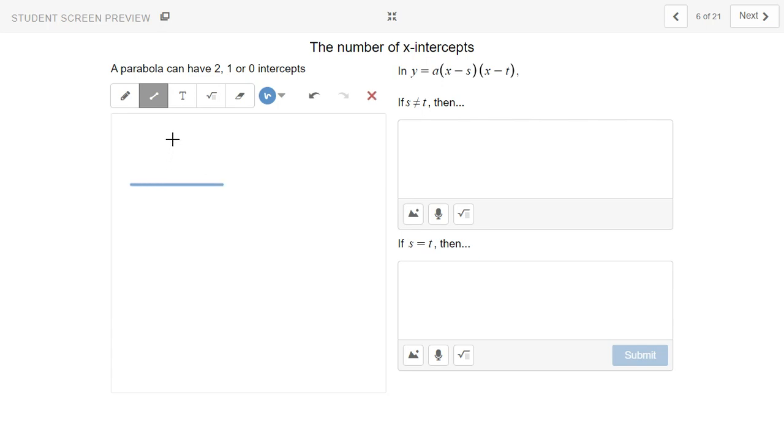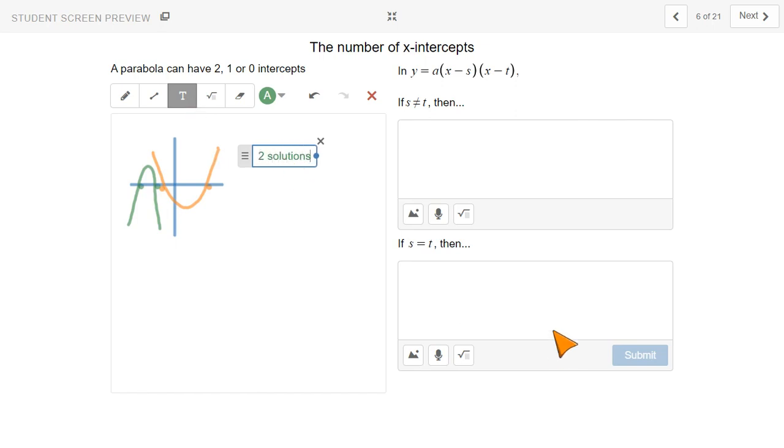So let's look at the first case. This is the one that we're familiar with. We have a parabola that touches the x-axis twice. It could also be a parabola that opens downwards and it touches the x-axis twice. In this case, we have this algebraically. We have an s and a t that doesn't equal each other.